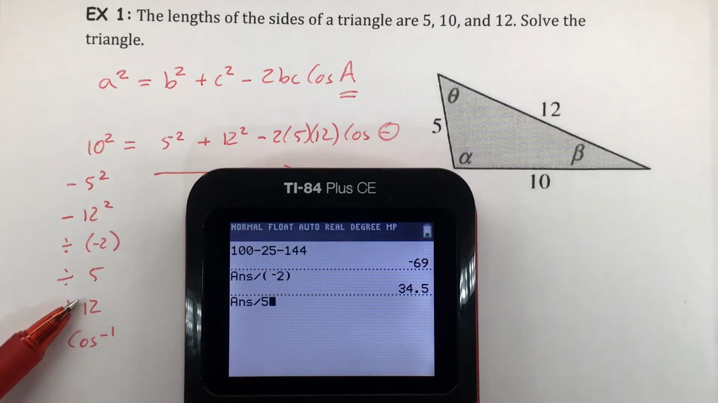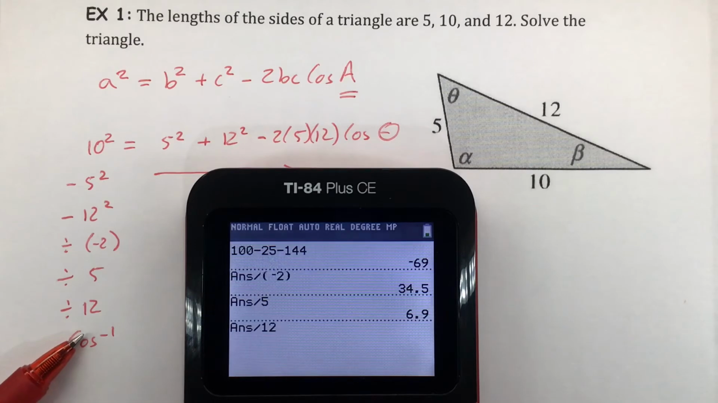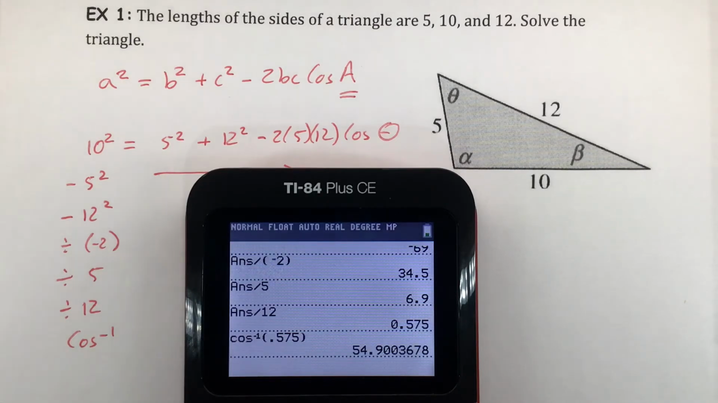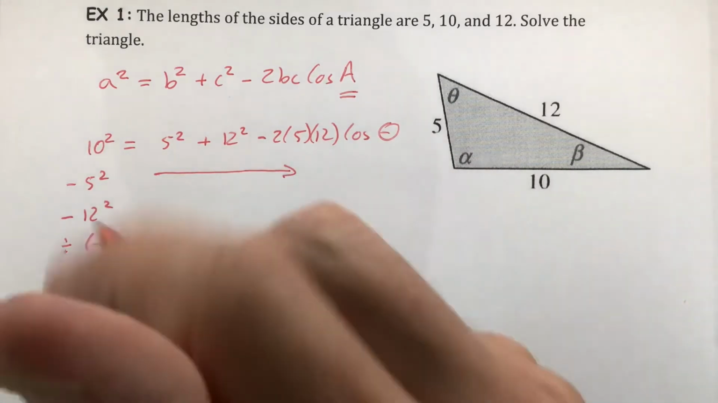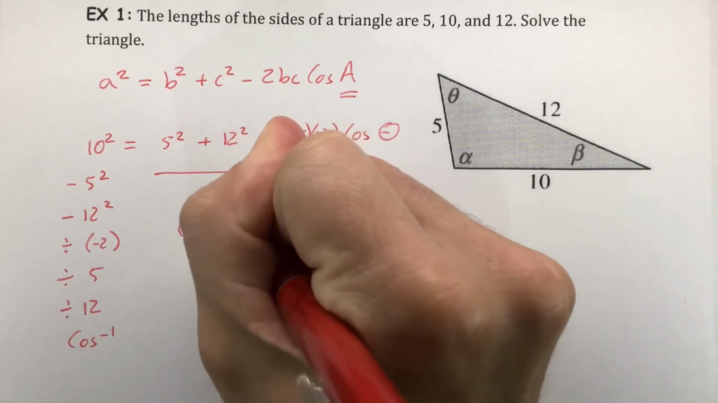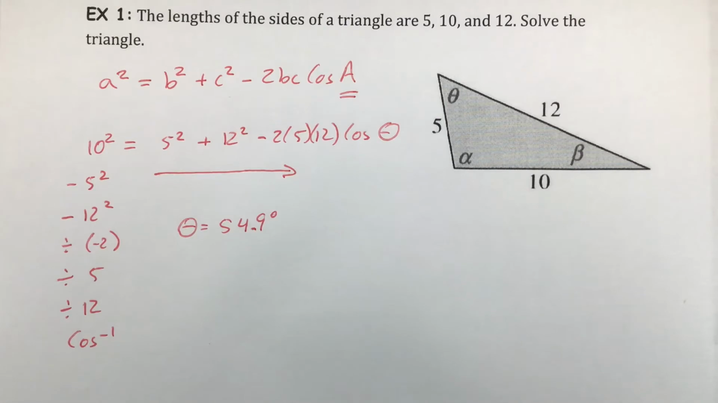I'm going to divide by 5. Going to divide by 12. And after this, I should get a decimal number. Okay, so you get some sort of a decimal form number here. We haven't talked about why that is, but in another unit, we'll definitely discuss why that is true. And we're going to do an arc cosine of 0.575. And that means that angle theta is 54.9 degrees. So theta is equal to 54.9 degrees. All right, and that's how you solve for an angle.